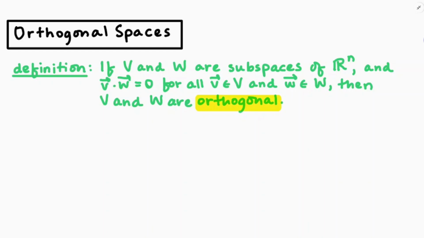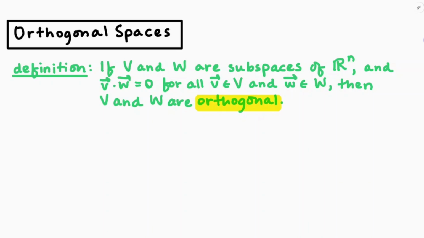All right, welcome back. In this video, we're going to be talking about orthogonal spaces. If we've got two subspaces of Rn, we can say that they're orthogonal if every vector in each space is orthogonal to every vector in the other space. And so we say that v dot w equals 0 for all v in space V and all w in space W, then V and W are orthogonal subspaces.